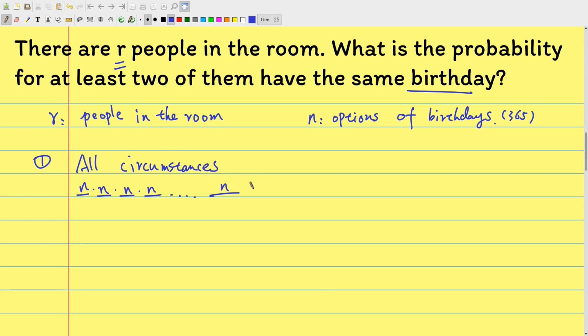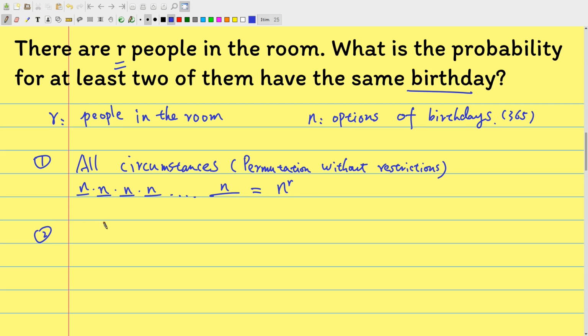So now we know that for all circumstances, how many circumstances we can have. It's n to the power R, right? So it's actually a permutation problem without restrictions. Okay, so permutation without restrictions. So it's n^R.